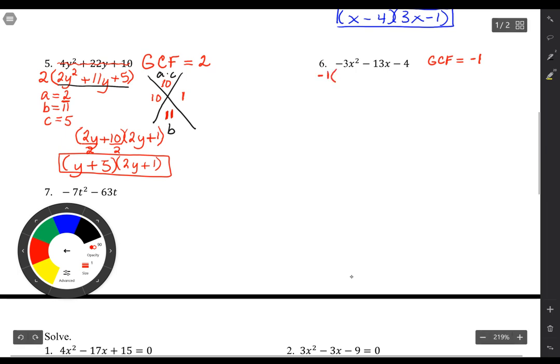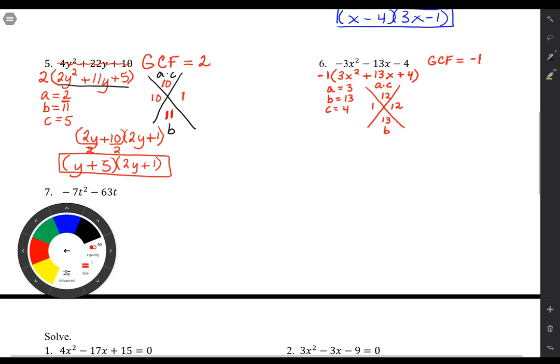And when you're factoring out a negative 1, each of the original terms just becomes the opposite in sign. So that's all you're doing when you're factoring out a negative 1. It's just the opposite. So everything is going to be opposite. So here, a is 3, b is 13, and c is 4. A times c would be 12, and b is 13. 1 and 12. 1 times 12 is 12. 1 plus 12 is 13.